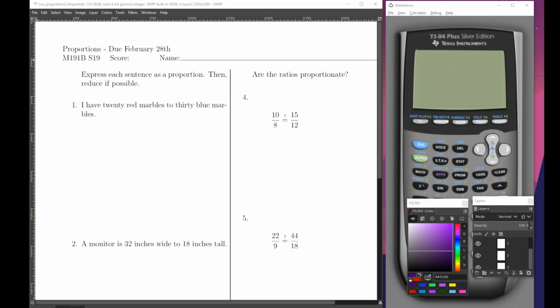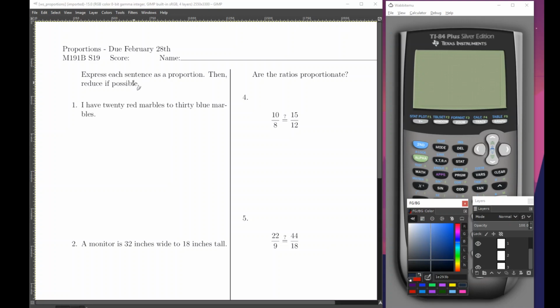Hey everybody, Mike here. We're going to work on some proportions problems. I don't think we're going to do this whole worksheet here, but we'll at least put a good dent into it. The worksheet, of course, is available on the course Brightspace D2L page.